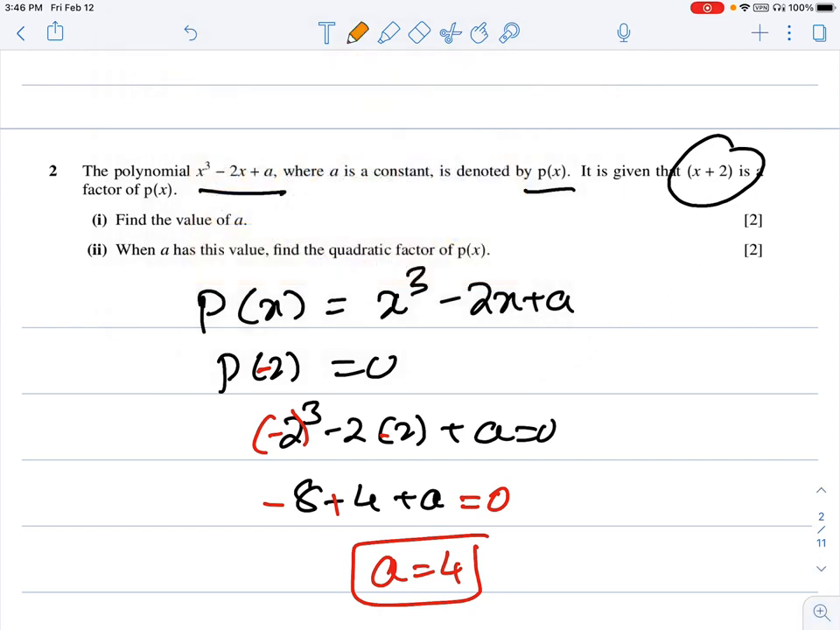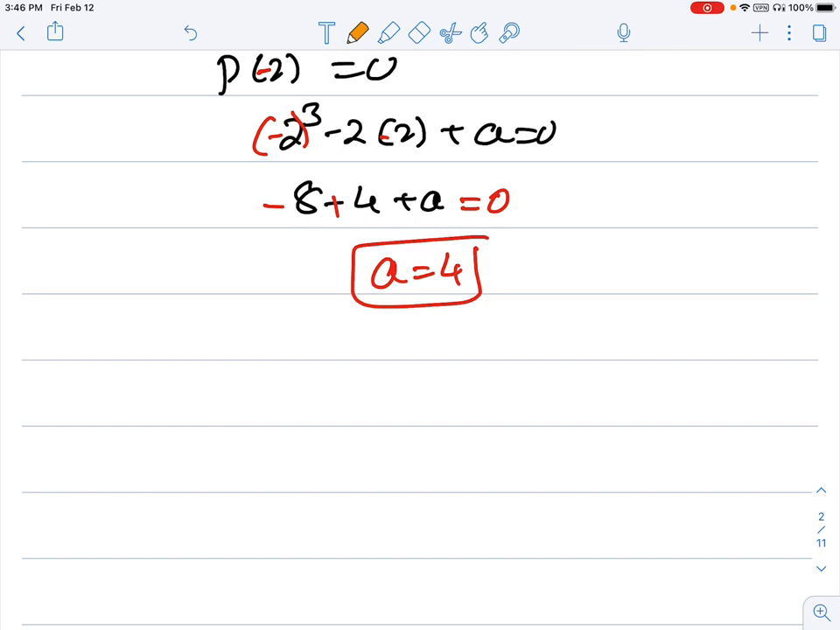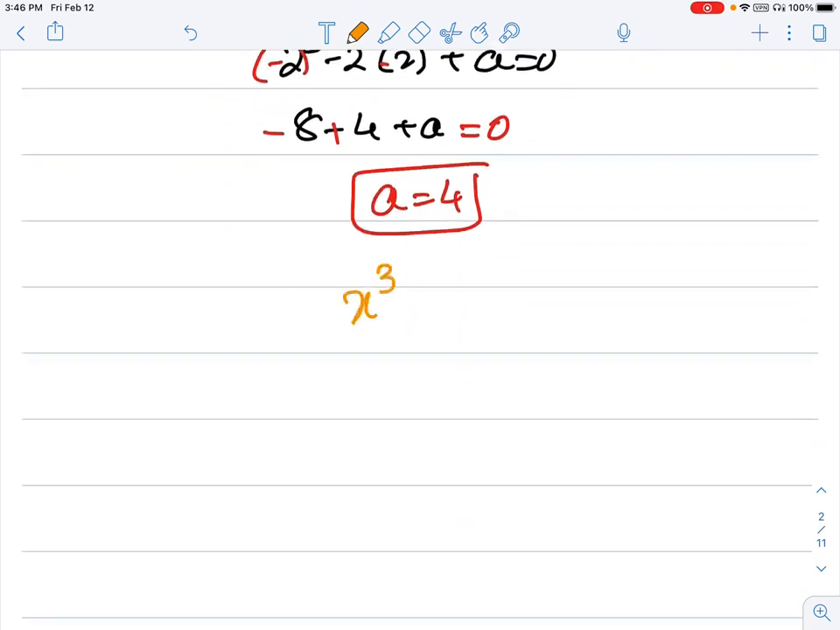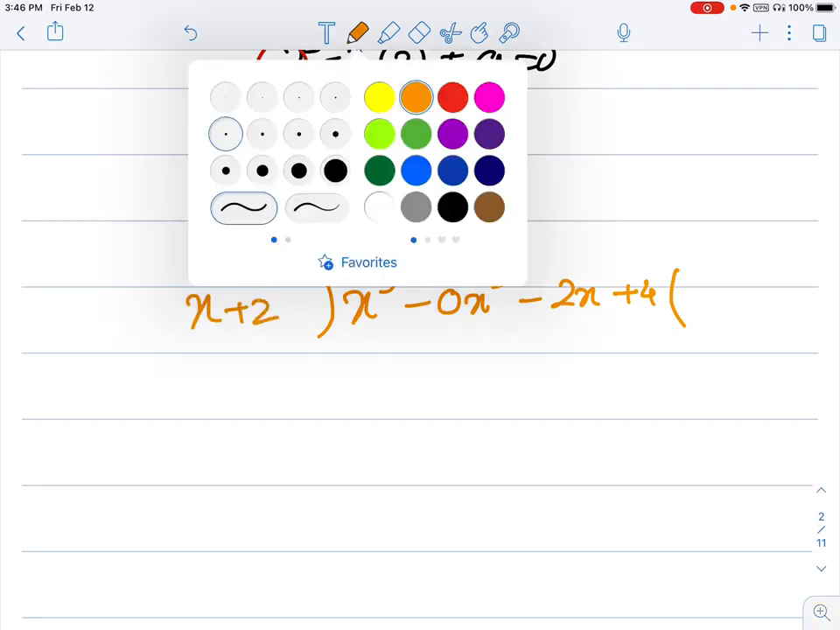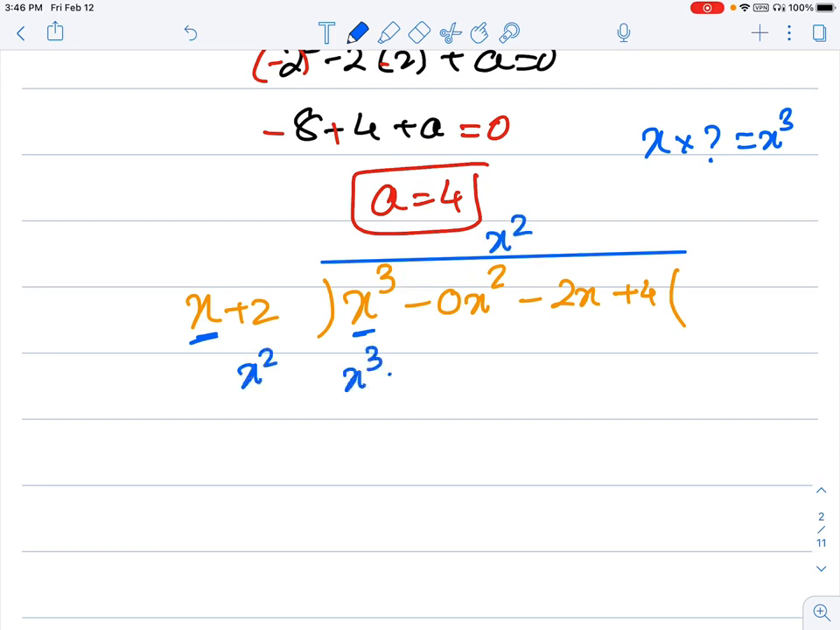Now, when a has this value, find the quadratic factor for p of x. So x cubed plus 0x square minus 2x plus 4, divided by x plus 2. So I divide with x plus 2. Let us do: x goes in x square. x should be multiplied with what to get x cubed? x should be multiplied with x square. So I multiply with x square, it becomes x cubed plus 2x square. So minus minus cancels, minus 2x square minus 2x.